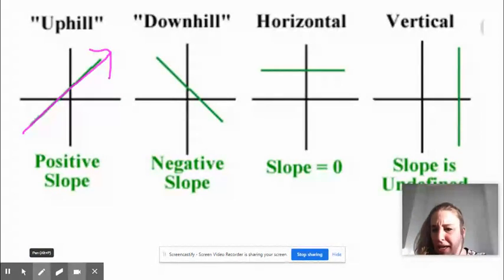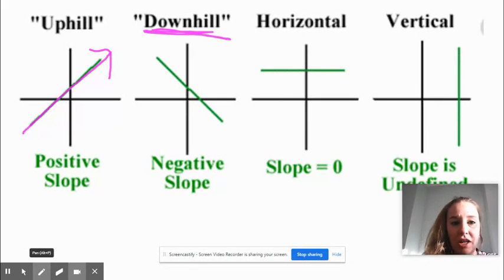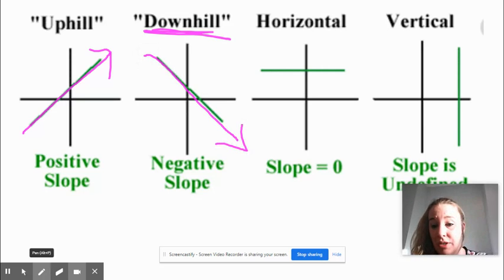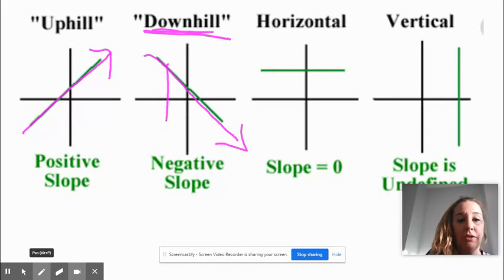That's positive. However, something like this downhill orientation, if it's going down from left to right, that would be a negative slope. So if it's falling down, make the prediction, you should have a negative slope, right? Because you're going down and to the right, downhill.